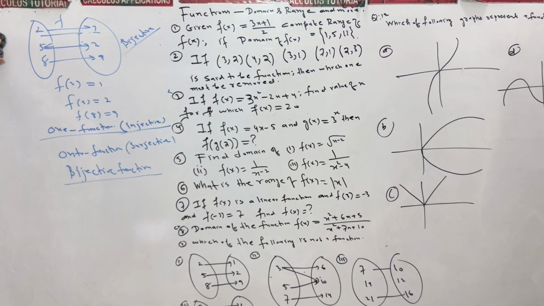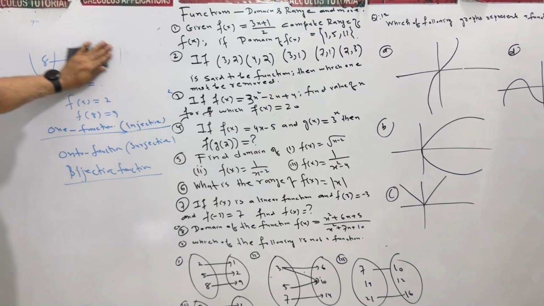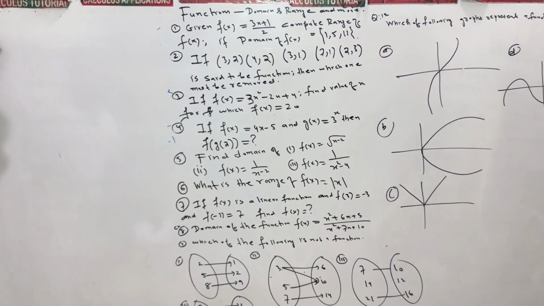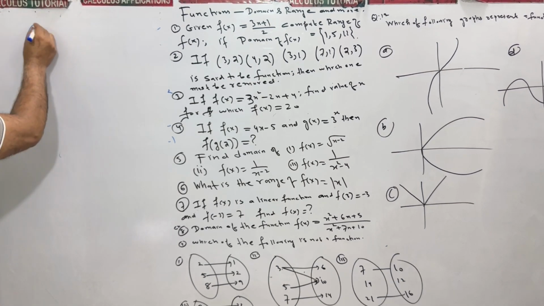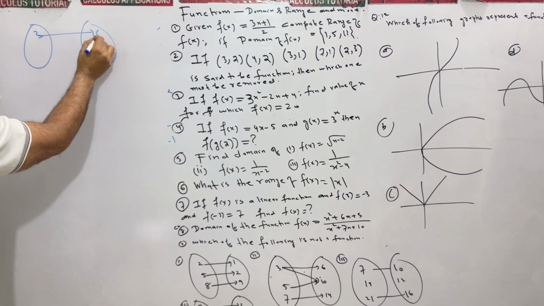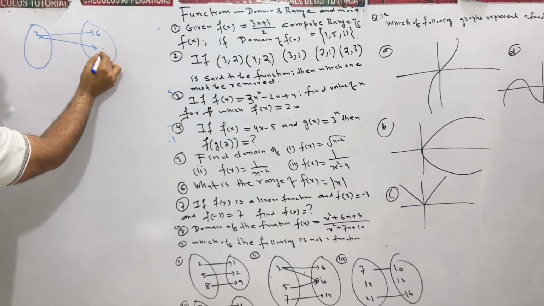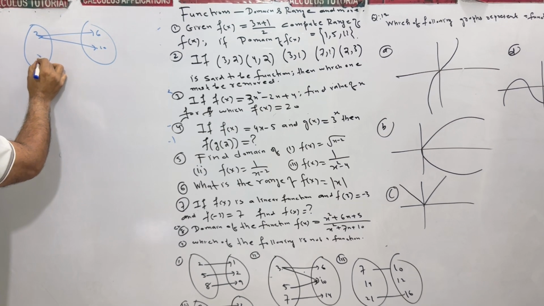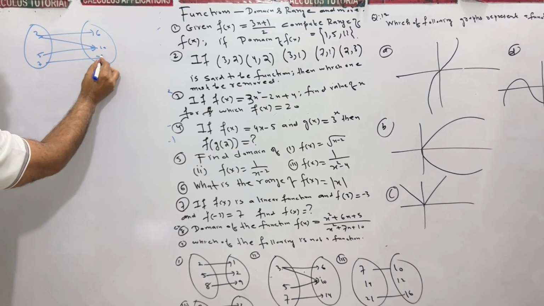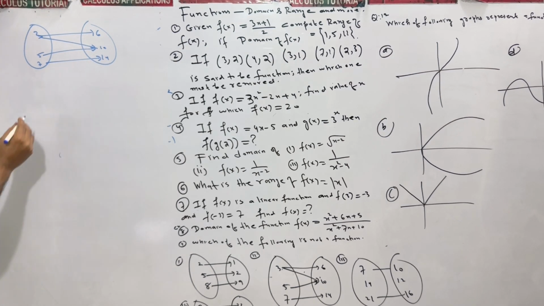Moving towards the second option, to check whether or not it is a function. Let me draw this. 3 has a double image. 3 goes to 6 as well as 3 goes to 10, while 5 also goes to 10 and 7 goes to 14. Look, there lies the violation.